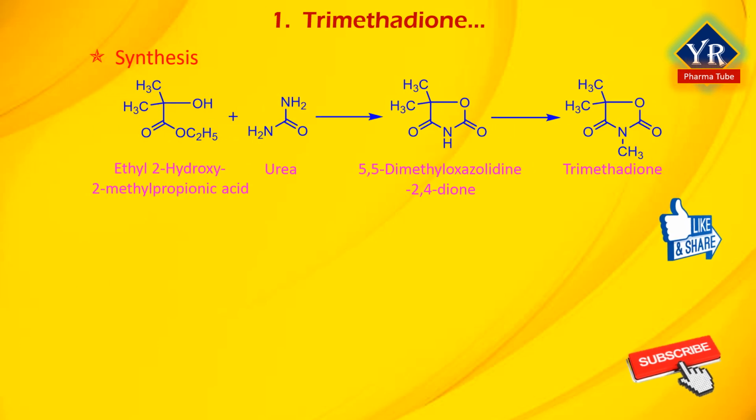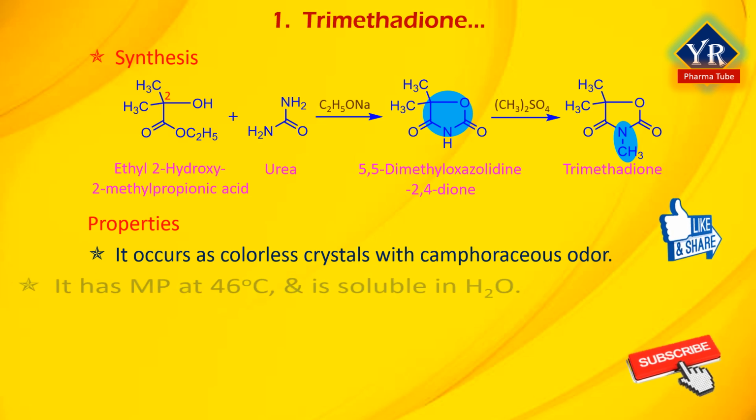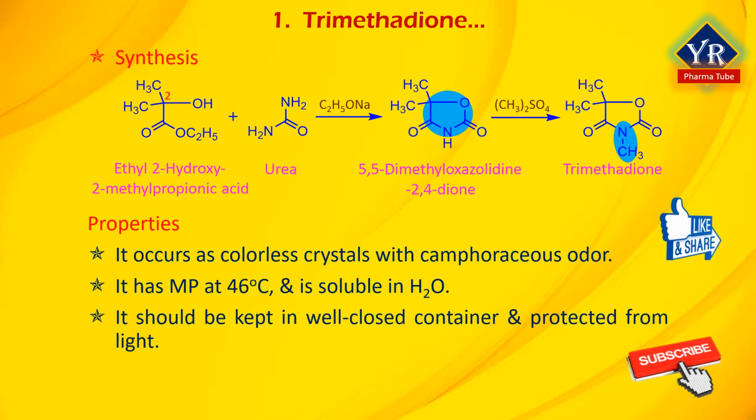Trimethadione is synthesized by condensing ethyl 2-hydroxy 2-methyl propionic acid with urea, which produces 5,5-dimethyl oxazolidine 2,4-dione. Methylating this product with dimethyl sulfate yields the desired compound trimethadione. Trimethadione occurs as colorless or almost colorless crystals with a slightly camphoraceous odor. It has a melting point of 40 degrees centigrade and it is insoluble in water. It should be kept in a well-closed container and protected from light.